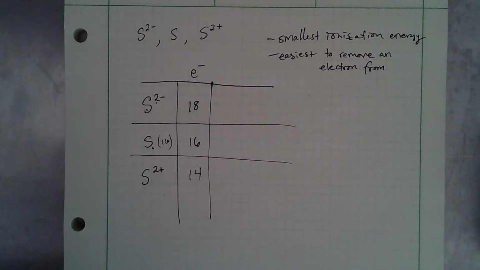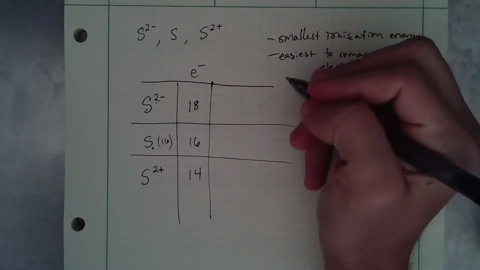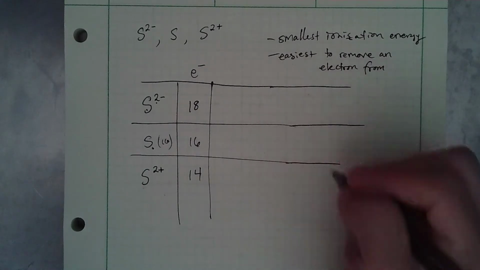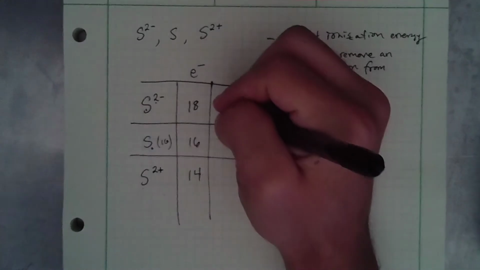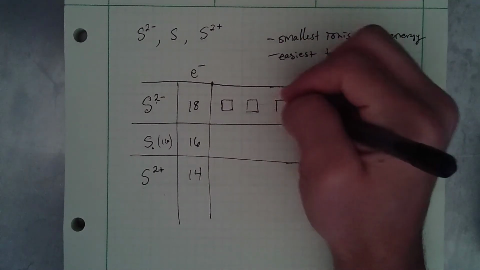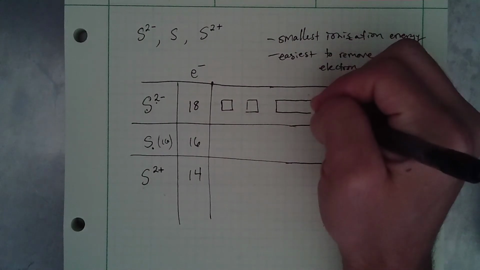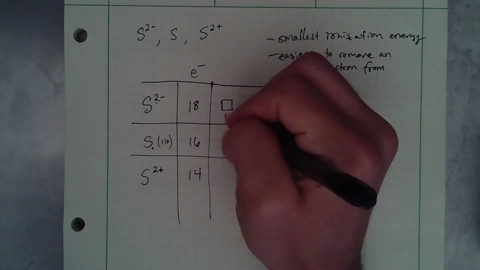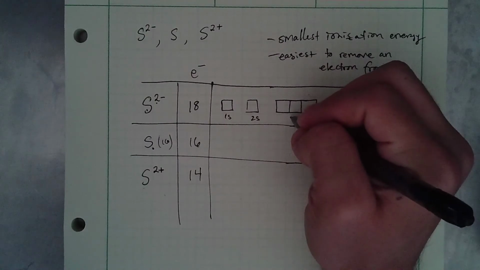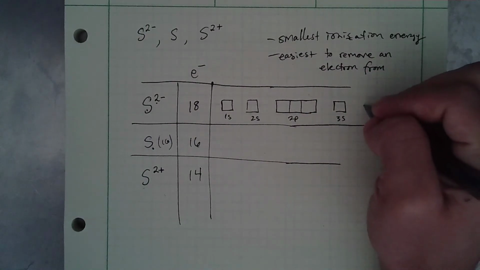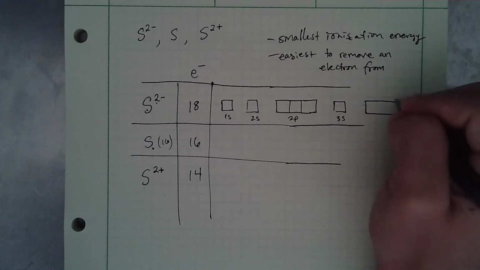What I'm going to do next is actually go through the work of writing down the orbital diagrams for each of these. So that's these boxes here. This is going to take me a little bit of work, but I assure you it will be worth it. This is going to be 1s, 2s, 2p, 3s, 3p. And I think that's as far as we need to go.